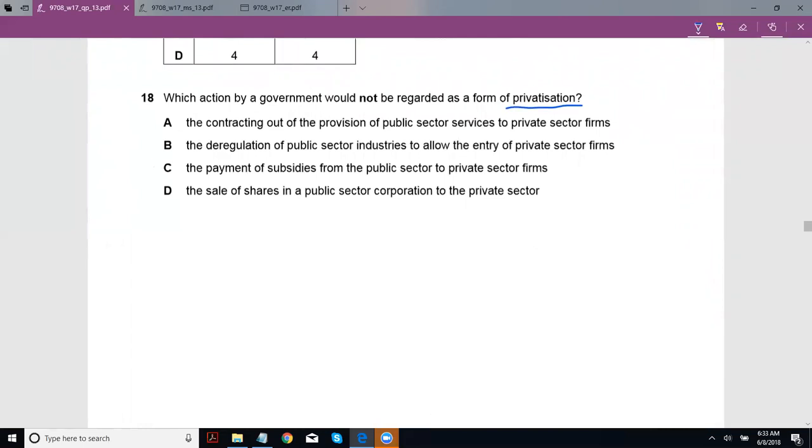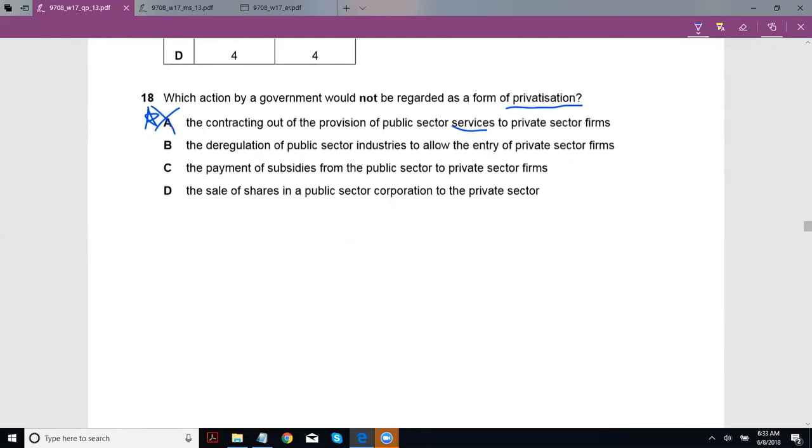All right. So let's keep this on hold. I do feel it is a form of privatization because you're contracting out the provision of public sector services. So basically you're saying that this is a public sector service, but instead of us providing it, we'll give it to private sector firms. I think you can cross that out because that does increase the power of the market, which is a form of privatization.